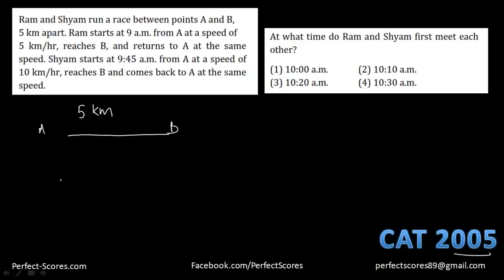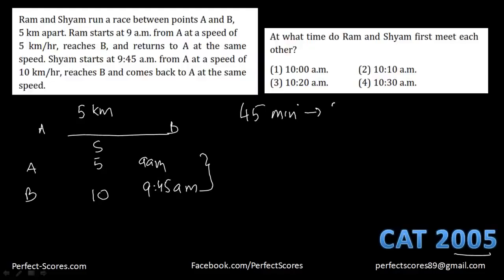It says that A travels at the speed of 5 kilometers per hour, and B travels at the speed that is given in the question, which is 10 kilometers per hour, right? So that's the speed of B. Now the question is saying that A starts at 9 a.m. and B starts at 9:45 a.m. Now from 9 a.m. to 9:45 a.m., in these 45 minutes, that is in this 3/4 of an hour, right?